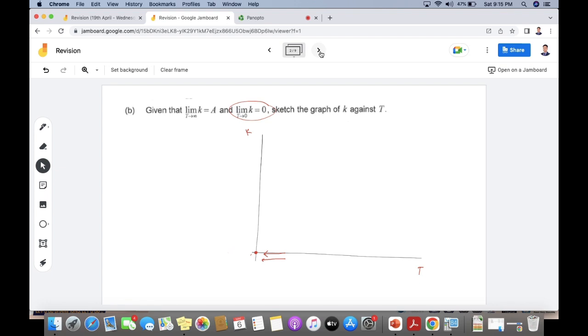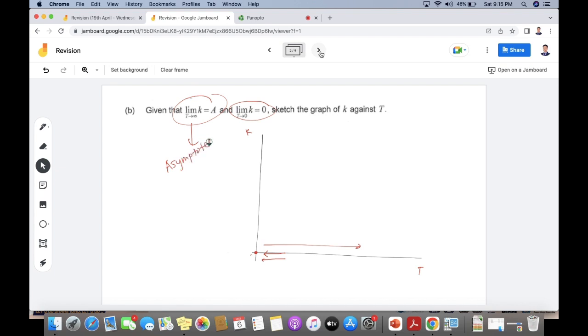However, when your t approaches positive infinity, if it goes here, okay, your k somehow approaches a certain value which is equal to a, but never goes beyond it. So it goes closer and closer, but never goes beyond it. So we can expect this to be your asymptote, or this could just be your boundary, your limit.